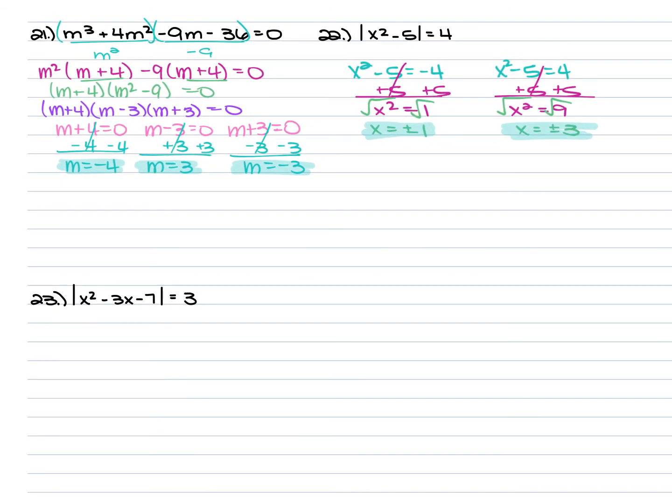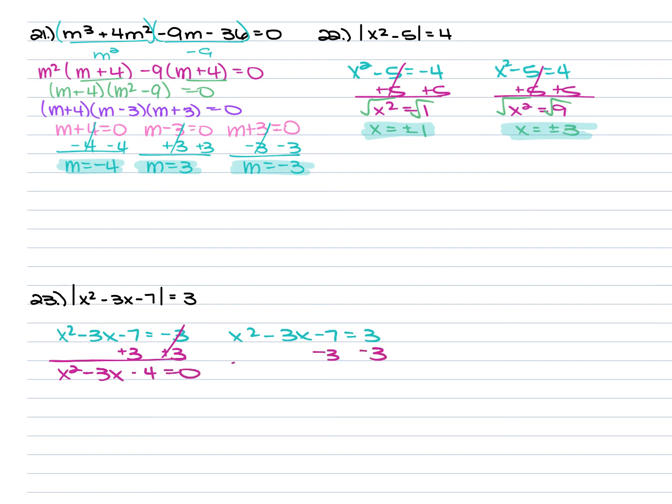For 23, we have the absolute value of x squared minus 3x minus 7 is equal to 3. That's a possibility, so separate this into x squared minus 3x minus 7 is equal to negative 3, as well as x squared minus 3x minus 7 is equal to positive 3. We're going to move that 3 over so that way both of our equations are equal to 0. So we're going to add the negative 3 over. So this is x squared minus 3x minus 4 is equal to 0. And we're going to subtract that positive 3 over. So that way you have x squared minus 3x minus 10 is equal to 0.